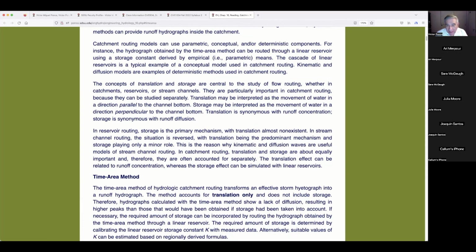They are particularly important in catchment routing because they can be studied separately. Translation may be interpreted as the movement of water in a direction parallel to the channel bottom. You translate, like transport. Storage may be interpreted as a movement of water in a direction perpendicular to the channel bottom. What are we talking about here? Is the water going perpendicular to the channel bottom? And the answer is yes.